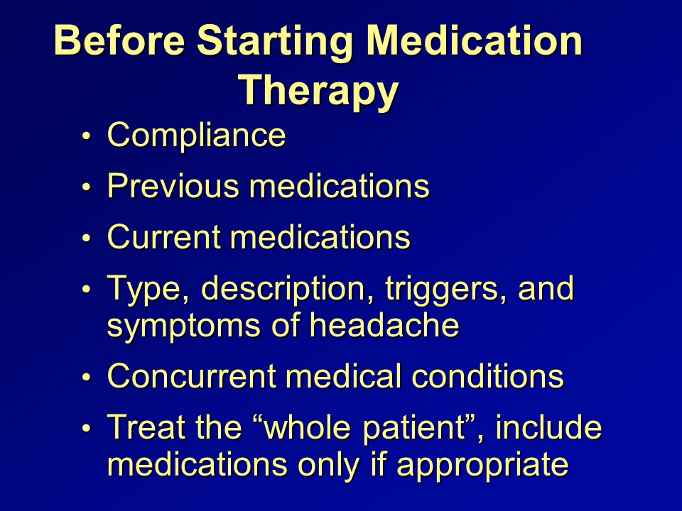Another consideration before starting medication therapy is a patient's concurrent medical conditions. Perhaps a patient is already taking a medication that can be used for the prevention of headaches for another reason. For example, a patient may be taking Prozac for depression, but this medication may also be beneficial in preventing their headaches. On the other hand, a patient may suffer from hypertension, and an antihypertensive medication may be useful to prevent headaches while also addressing the problem of hypertension.